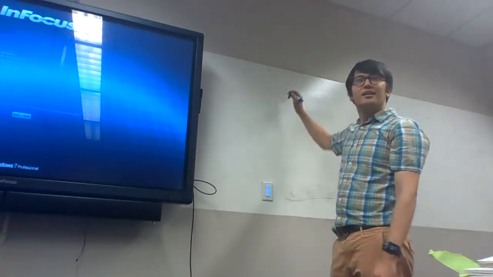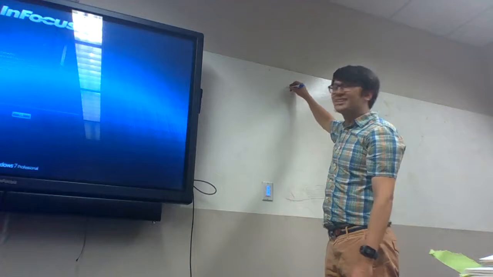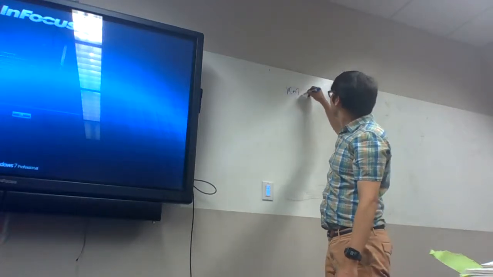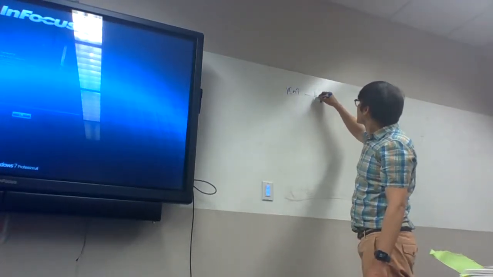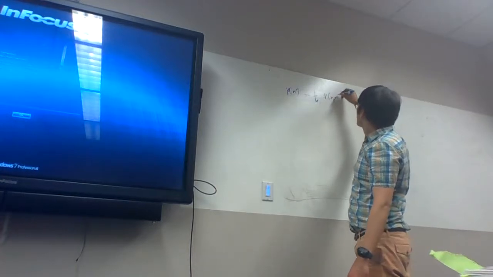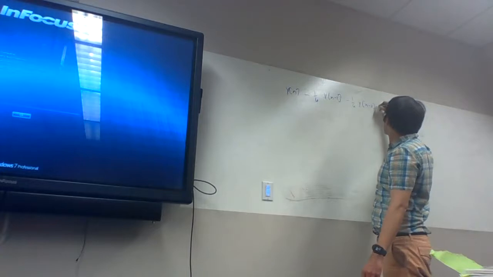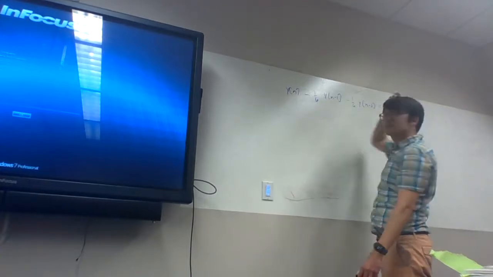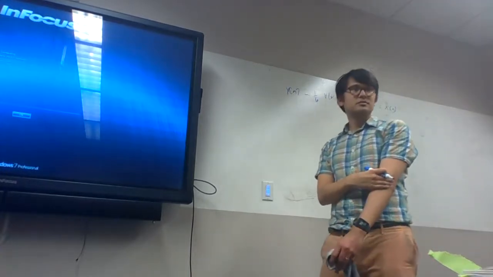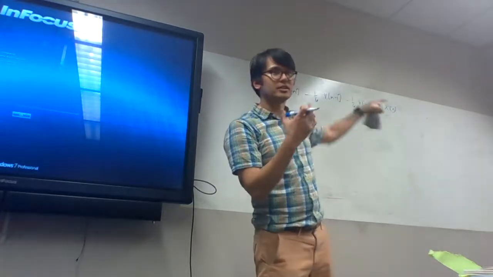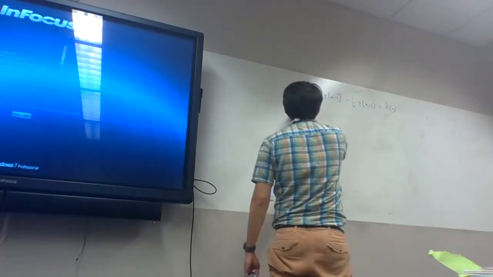This is under the category of basic problems. Y of n minus 1/6 y of n minus 1 minus 1/6 y of n minus 2 equals x of n. And what's the question asking you to do? Consider the causal difference equation. Determine the frequency response H of e to the j omega for the system S.